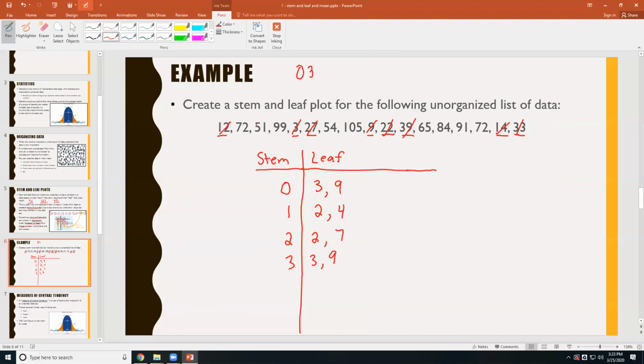Now let's scan for a 4. Doesn't look like there's a 4. No 4 as a stem here. When there's no 4 as a stem, you have an option. You can write a 4 here, or you can just not write it at all. I'm not going to write it. There's no point in wasting space, so I'm not going to write it.